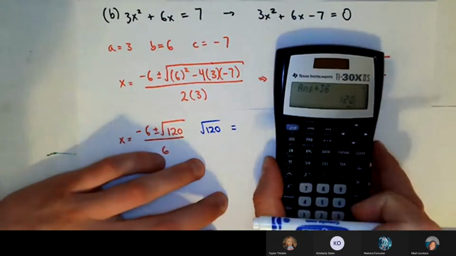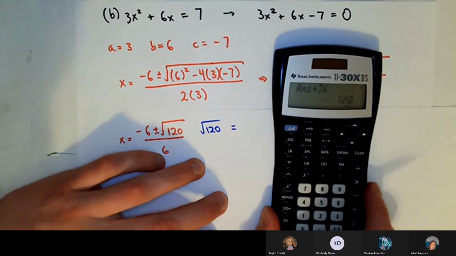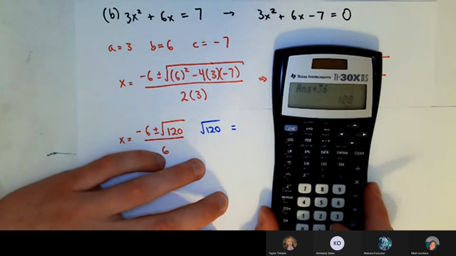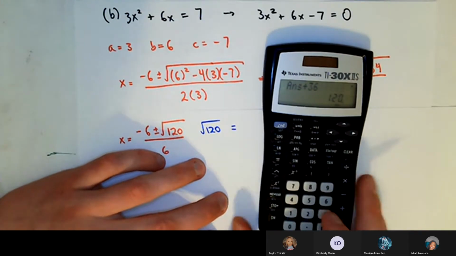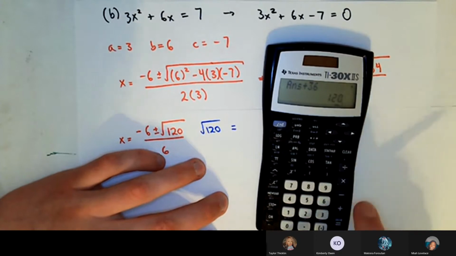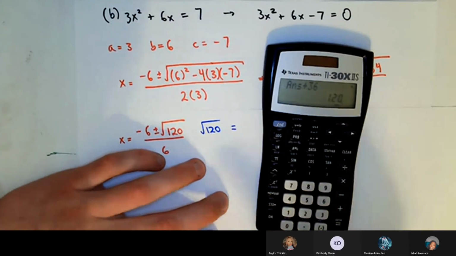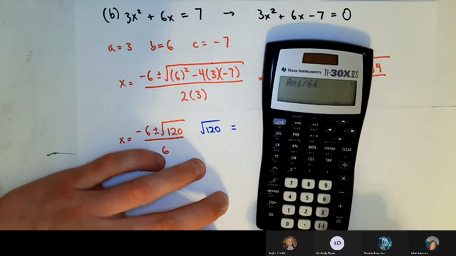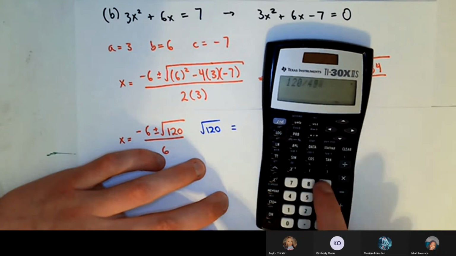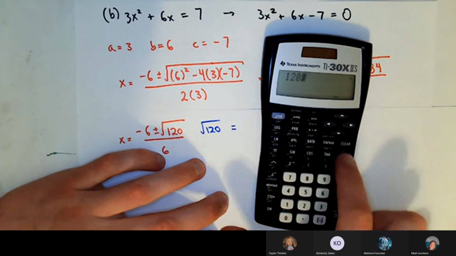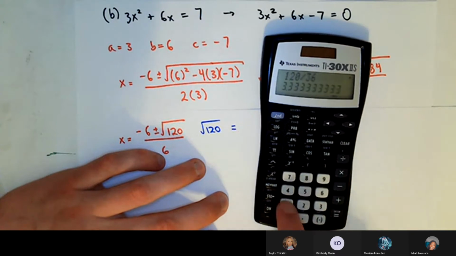So I'm thinking, I know some perfect squares like 4, 9, 16, 25, 36, 49, 64, 81, 100, etc., right? Which one of those would go into 120? Well, I know 4 will, but let me try some bigger ones because it's always better to get bigger ones. So I'll say divided by 64. Nope, that doesn't work. How about 49? Surely won't work, but I'll just check anyways. Nope. How about 36? Nope.